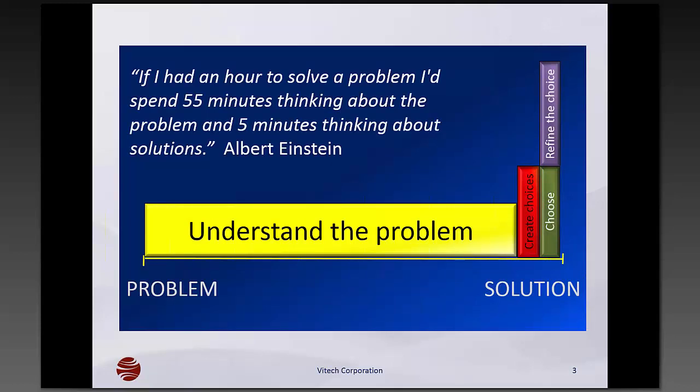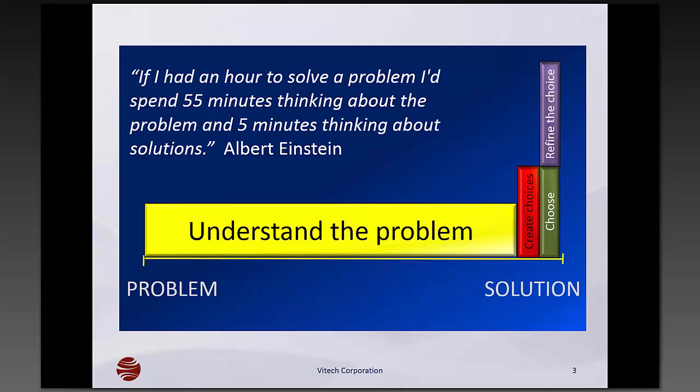Now, I want to say a word about the relative importance of understanding the problem. Einstein said if I had an hour to solve a problem, I'd spend 55 minutes thinking about the problem and 5 minutes thinking about solutions. That's probably way more than we would allocate to that, but that is excellent advice. It's certainly appropriate in a society where we tend to focus on the end stages of choosing a solution and refining it. And we'll talk about how we're slanted toward that.